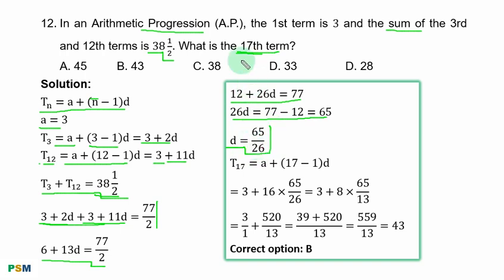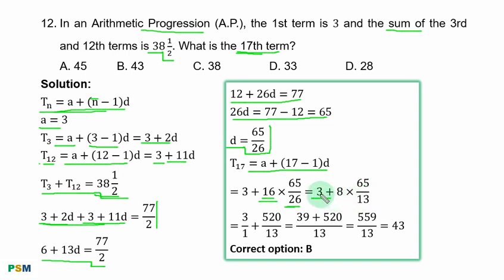For the 17th term, you come here and replace n with 17 in this form. The first term is 3 plus 17 minus 1, which is 16, times the common difference. If you reduce 16 and 26, you have 8 and 13. So you have 3 plus 8 times 65 over 13.